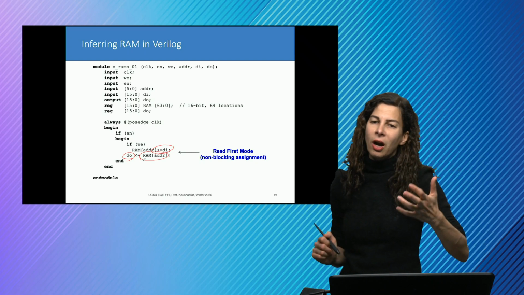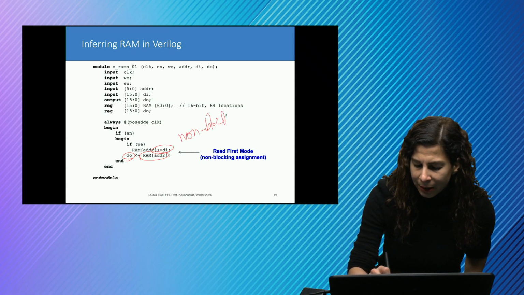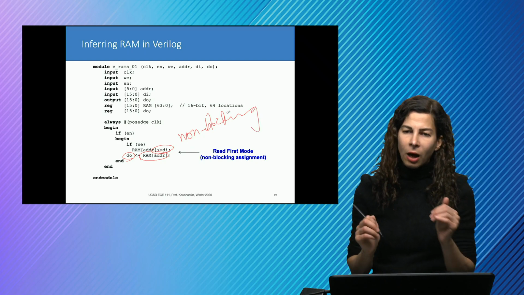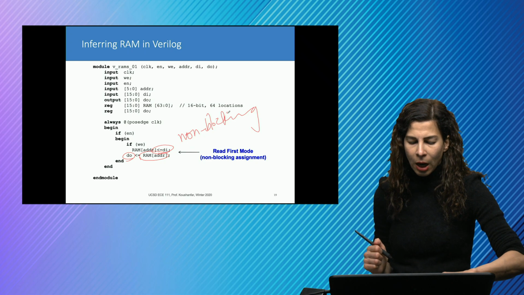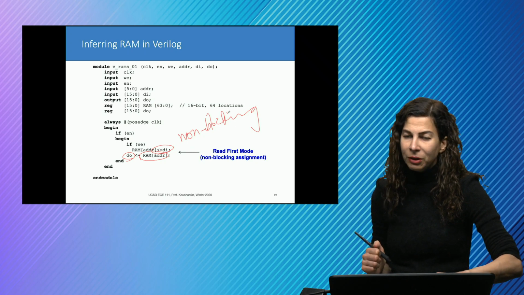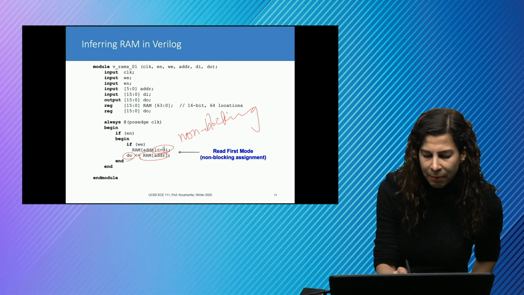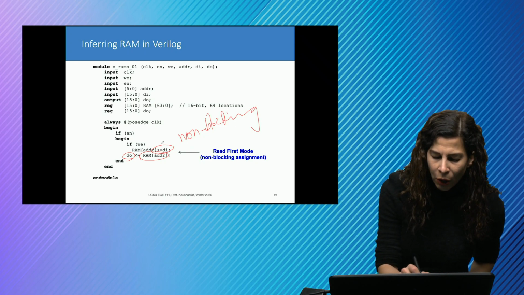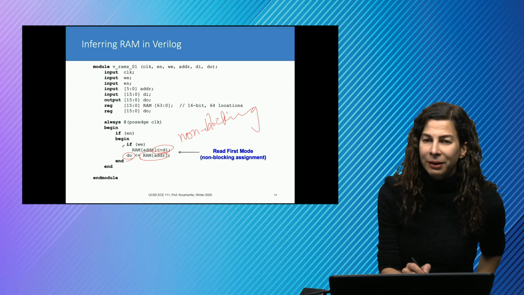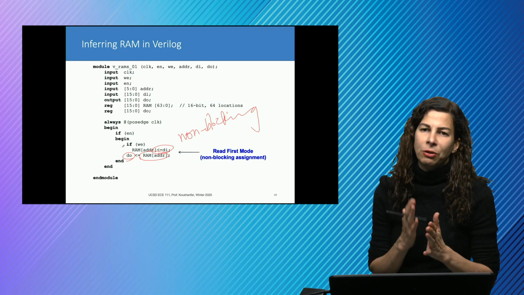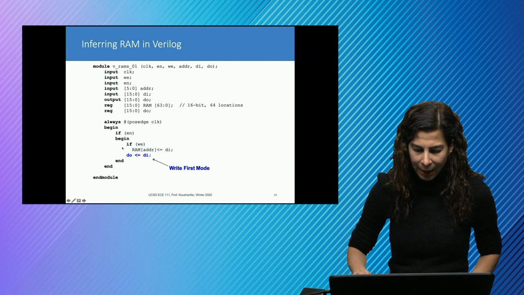And because these are non-blocking assignments, it means that when the clock comes, the output is going to read the value of the RAM at that address right at the edge of the clock, and the input is going to be written right to that same place. So these two values are not necessarily equal, because at the edge of the clock the values are not set. This is a non-blocking assignment.